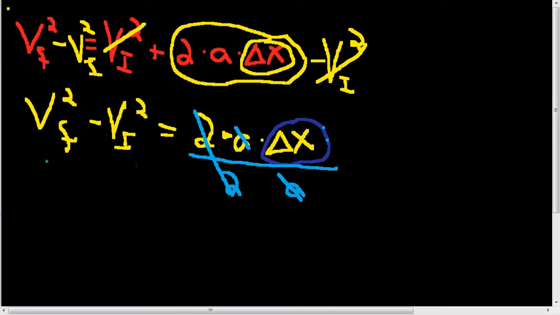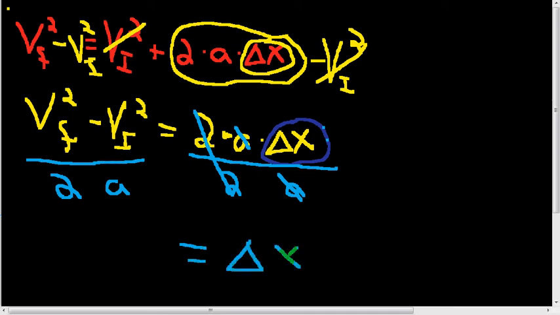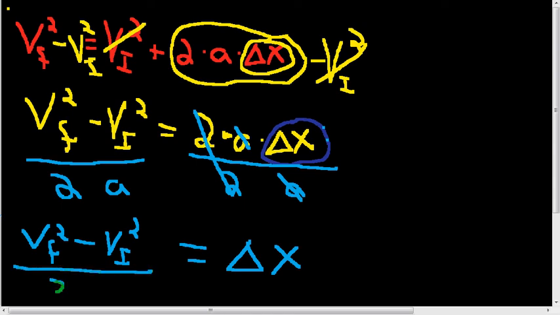Whatever we do to one side, we have to do to the other. 2 and a. So, if we write this out, on the right side you can see all we have left is the delta x, the variable we were trying to solve for. On the left, we have vf squared minus vi squared all over 2a. And there we've done it. We've taken our original kinematic equation and solved it for the variable x.